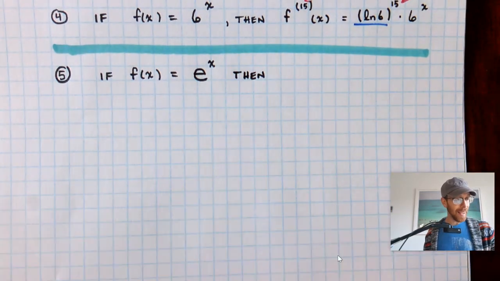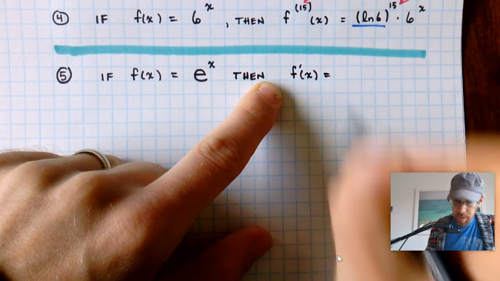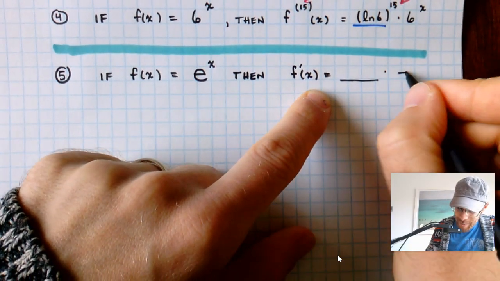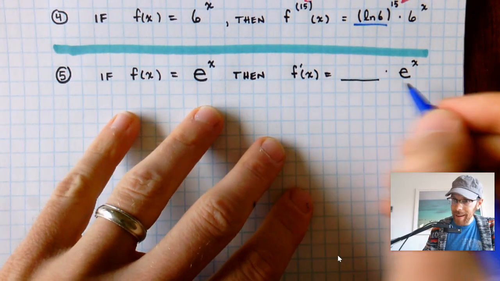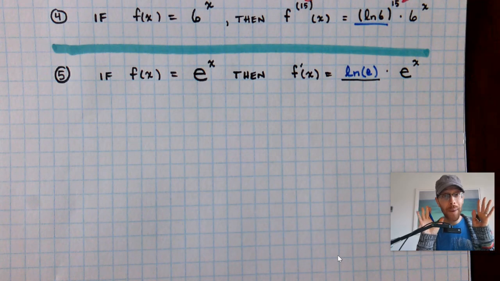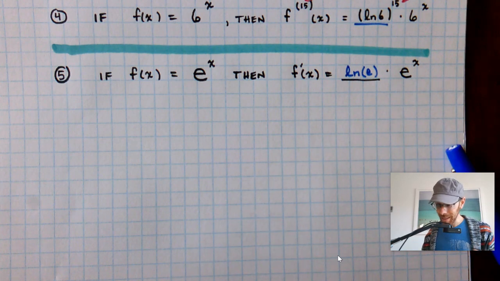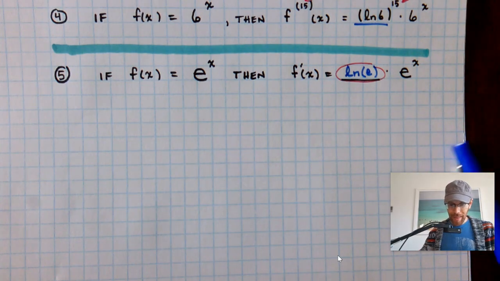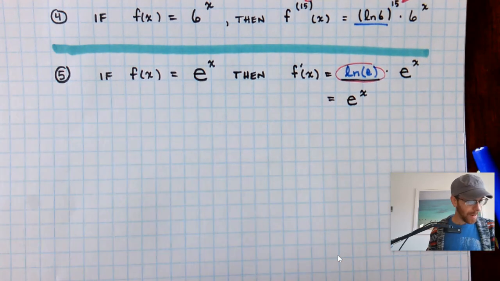If f of x is e to the x, then its derivative would be something times e to the x. And what would that something be, everybody? Well, the natural log of the base. So the natural log of e. But what is the natural log of e? Isn't it just 1? Well, if this is just 1, that means that the derivative is just equal to e to the x.